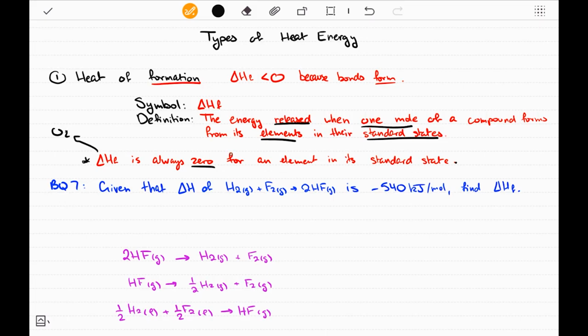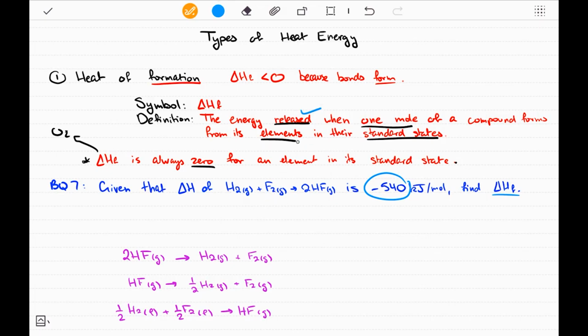So from this, the basic question that I'm going to be answering is basic question 7. This is where most of the tricks occur. And we are given the heat of the reaction of this reaction over here to be negative 540. And they want the heat of formation. So the best way to solve this is to look at what part of the definition this fulfills. So we know that it's energy released. The energy given to us is negative, so that's correct. We know that it has to be from elements in their standard states. We have hydrogen and fluorine, which are pure elements, and both are gaseous, so these two conditions are correct.